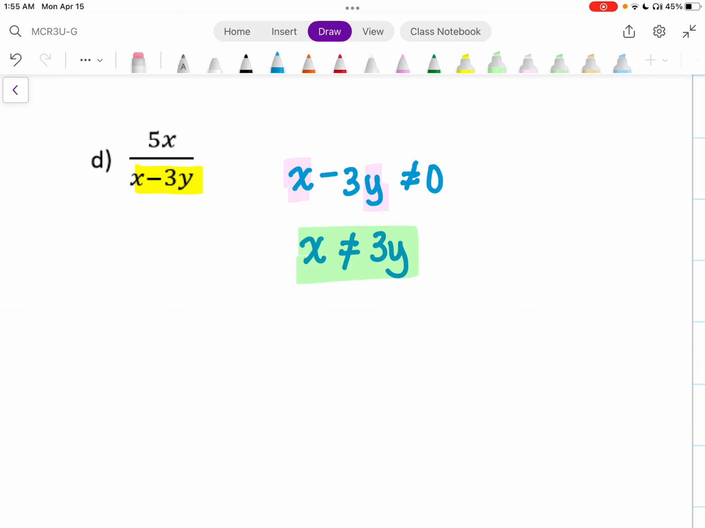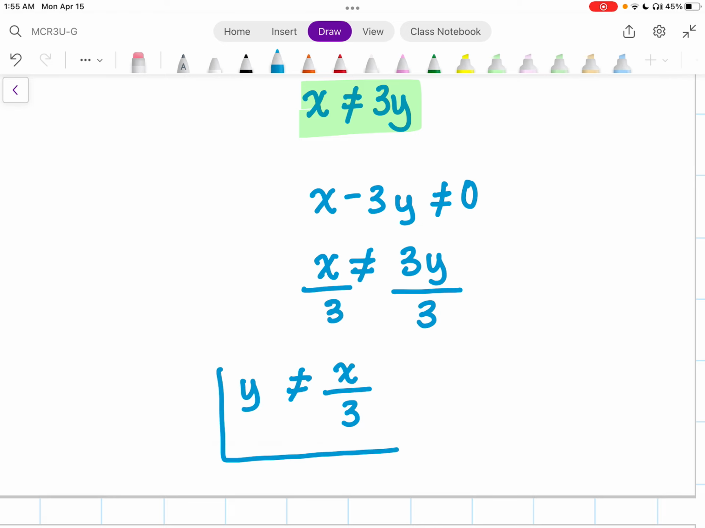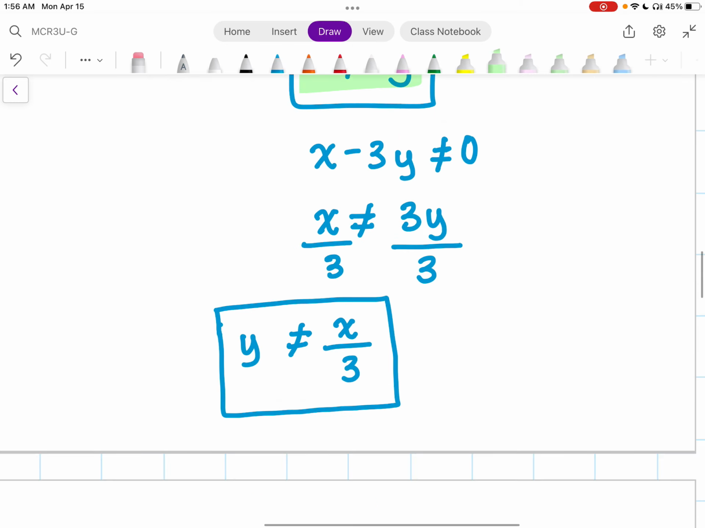And now we want to also isolate for the y variable, so x minus 3y cannot equal 0. I'd still take the 3y to the other side because it's easier to work with non-negative numbers. And then just isolate for y, so you've got to get rid of the 3. So we know x over 3 cannot equal y. So again, we have two restrictions here. We have x cannot equal 3y, and then we have y cannot equal x over 3.